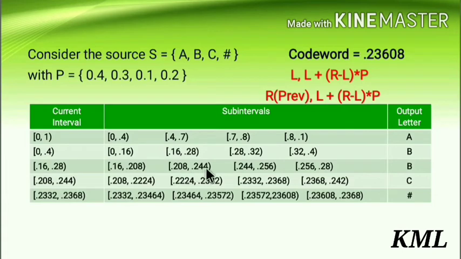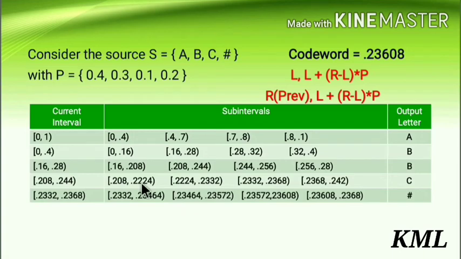So now what is the position of this one? 1, 2. So check the letter corresponding to position 2 in the source. So we have a B here at position 2. So you have to output B. Okay. Next, you have taken this subinterval. So take it as the next current interval. Divide this into subintervals. Okay. Then what you have to do? Check where this code word falls. In which subinterval it falls.